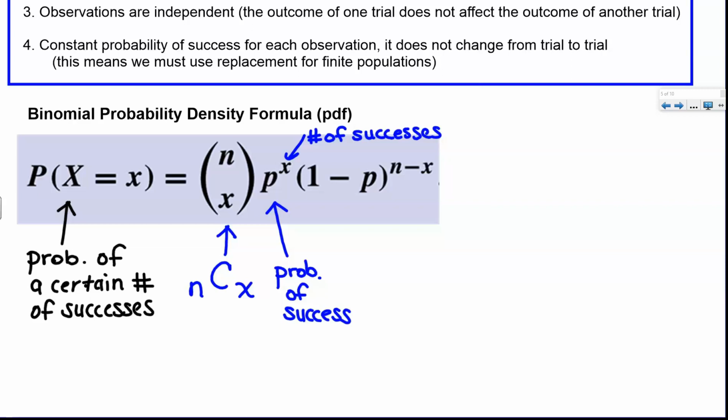And then this here is our probability of failure, which is the opposite of success. And then n minus x is just your number of failures.